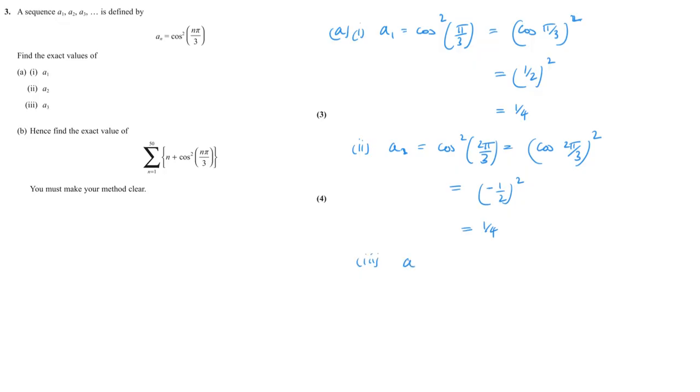And then A3, so this is cos of 3 pi over 3, which those will cancel. Cos of 180 is minus 1, so this is minus 1 squared, which is 1. So that's part A done. It's very easy. It's at the beginning of the paper.